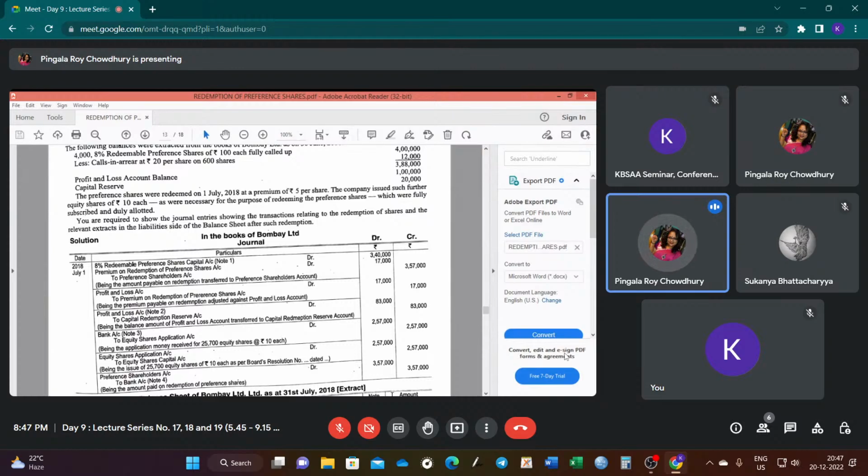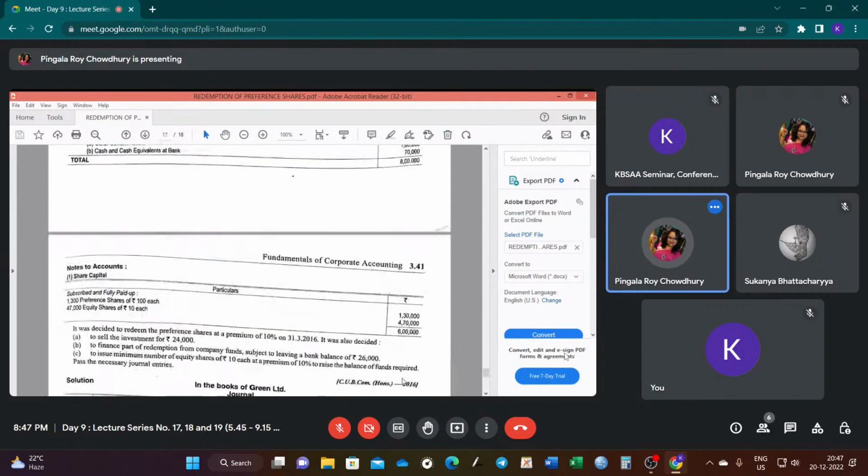And lastly, you have to pay preference shareholders. Preference shareholders account debit to bank. You had created preference shareholder for rupees 3,57,000, as you can see, which is inclusive of the premium amount as well as the face value. That amount you are paying off to the preference shareholders.